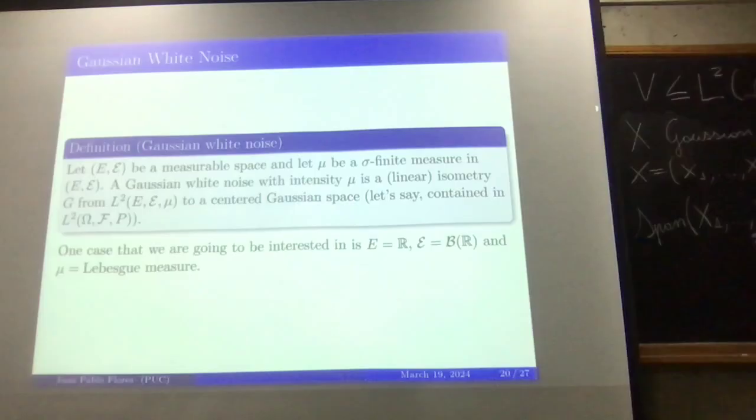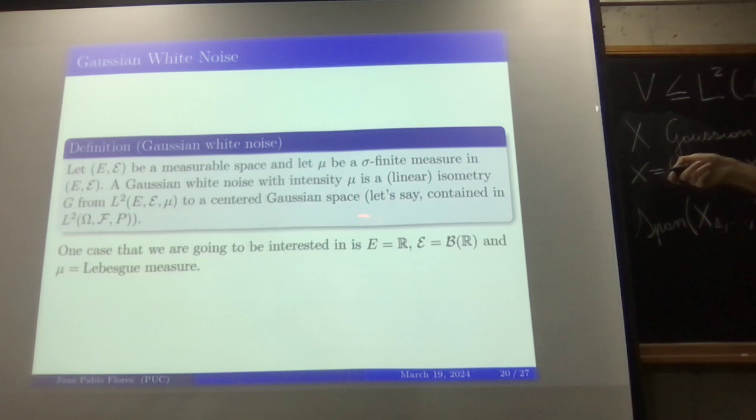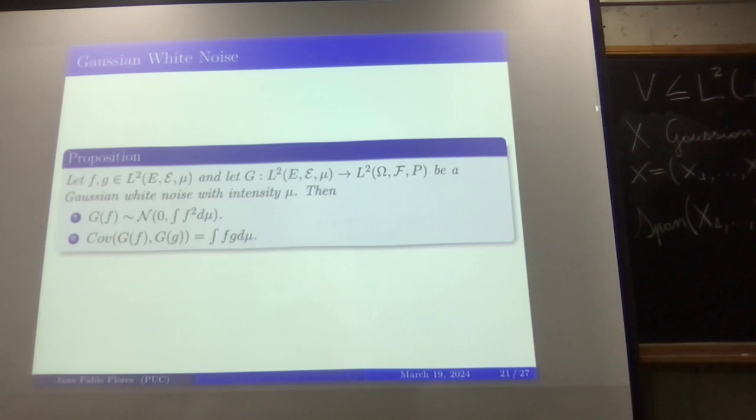One of the cases that we are going to be interested in, the case we are going to use to construct a Brownian motion, is when E is equal to the real line, calligraphic E is the Borel sigma algebra, and mu is the Lebesgue measure. A quick proposition about this Gaussian white noise: if we start with two functions in L2, f and g, and a Gaussian white noise with intensity mu, then G of f is going to be Gaussian, that is by definition, and centered also by definition, and its variance is going to be the integral with respect to mu of f squared, by the isometry property.